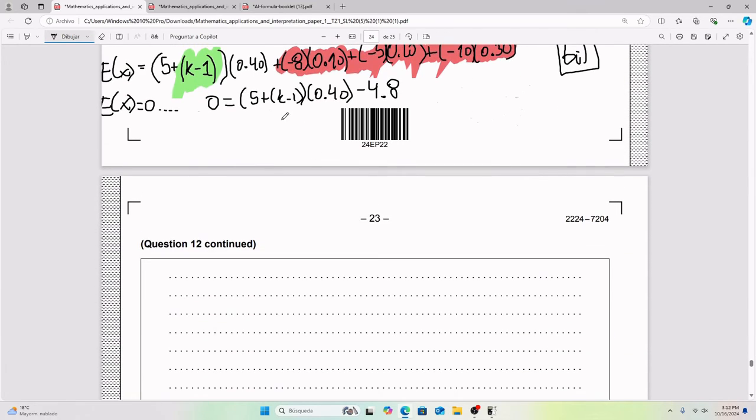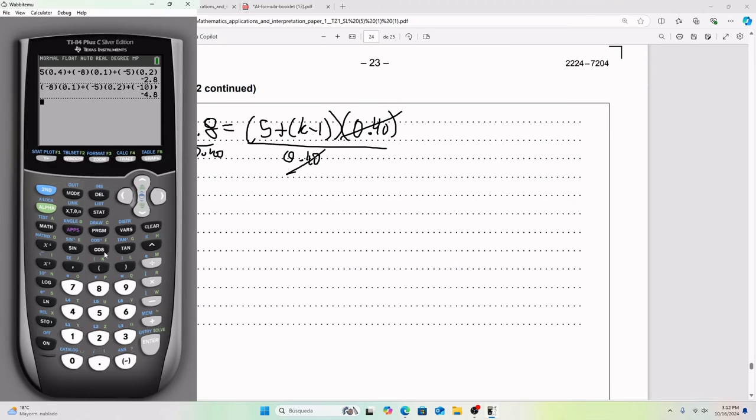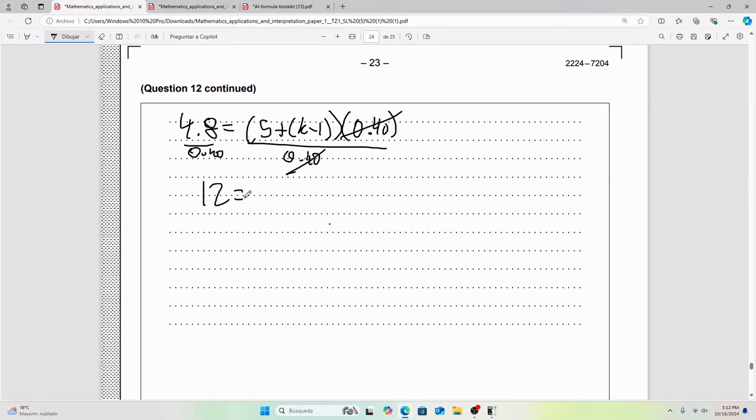So if you want to get K alone from here, what I would suggest is first adding 4.8 to both sides. So you end up with 4.8 equals parentheses 5 plus K minus 1, parentheses 0.40. Now the K, notice it's inside two parentheses. So it's actually legal if I go ahead and divide by 0.40, which is the parentheses on the outside. So this goes away with this. 4.8 divided by 0.40 gives us 12. So 12 equals 5 plus parentheses K minus 1.